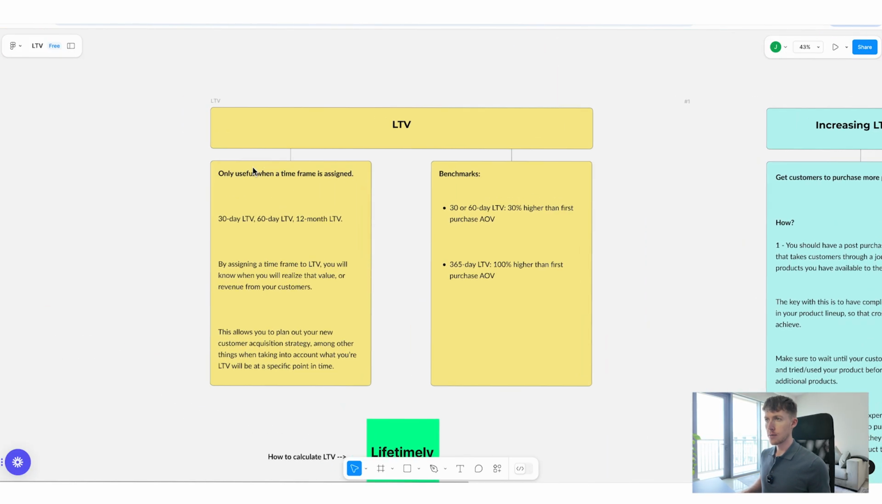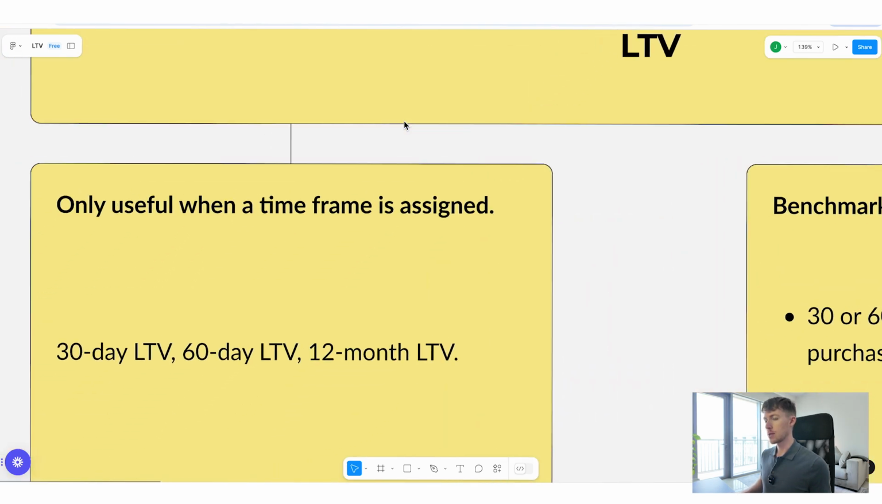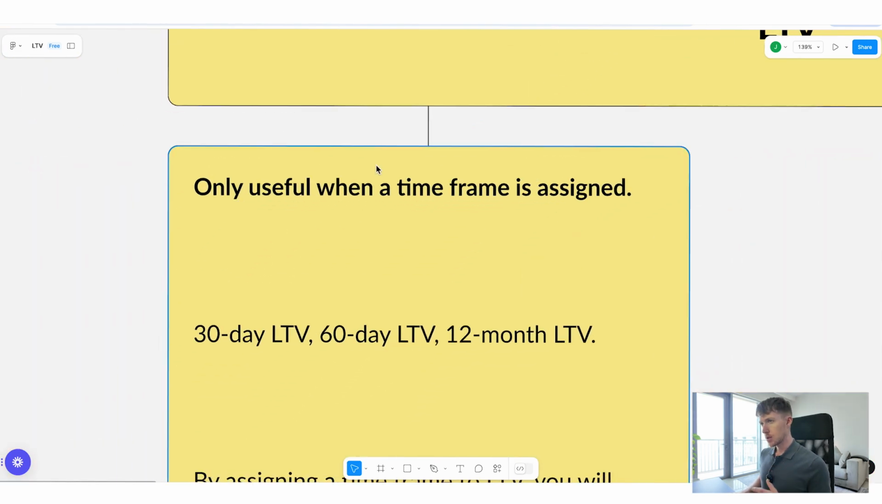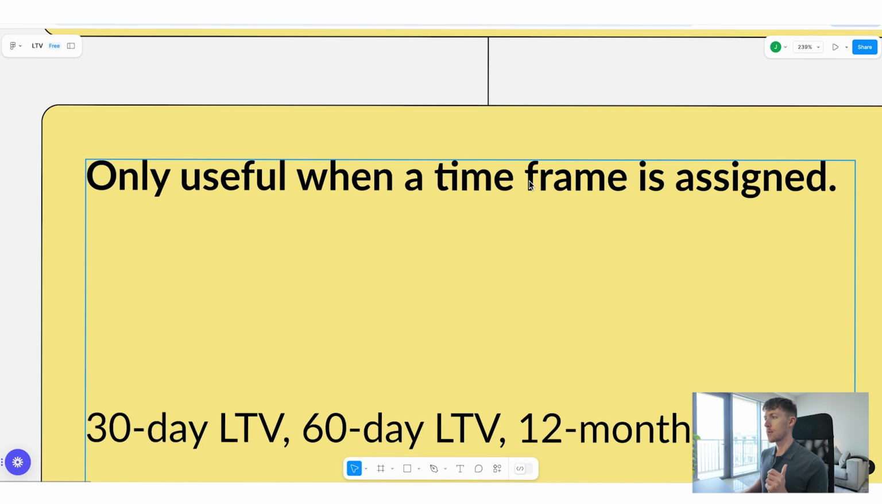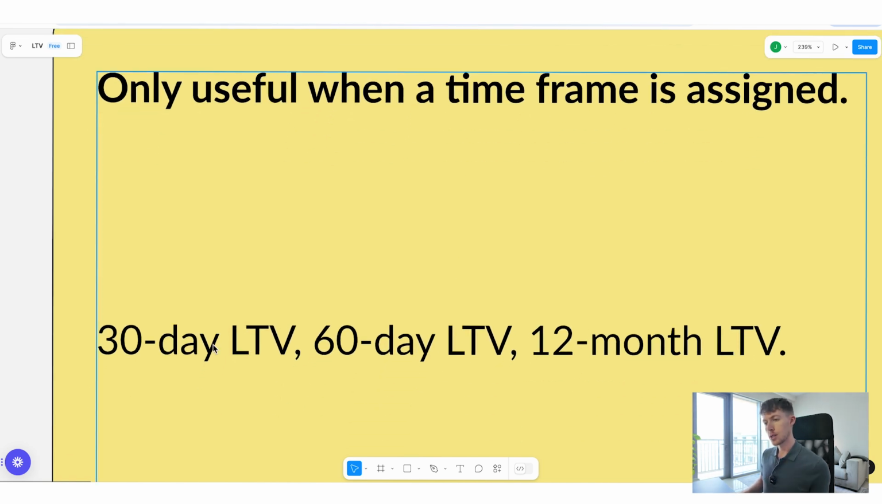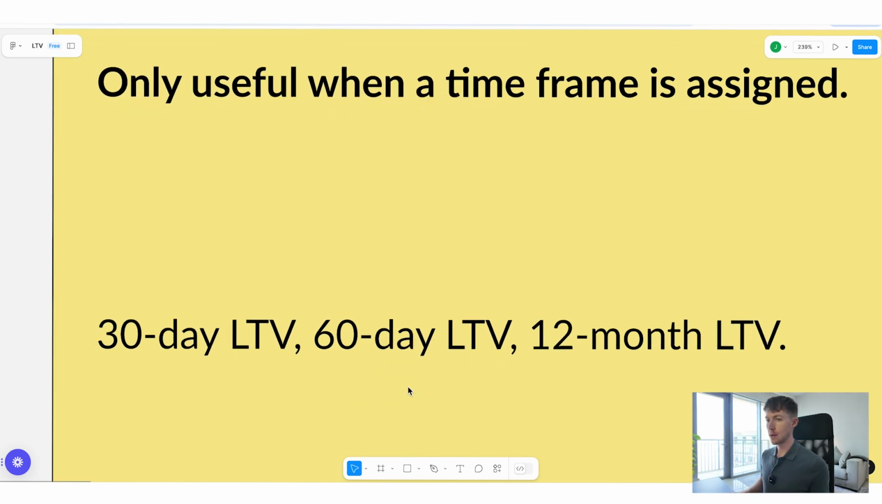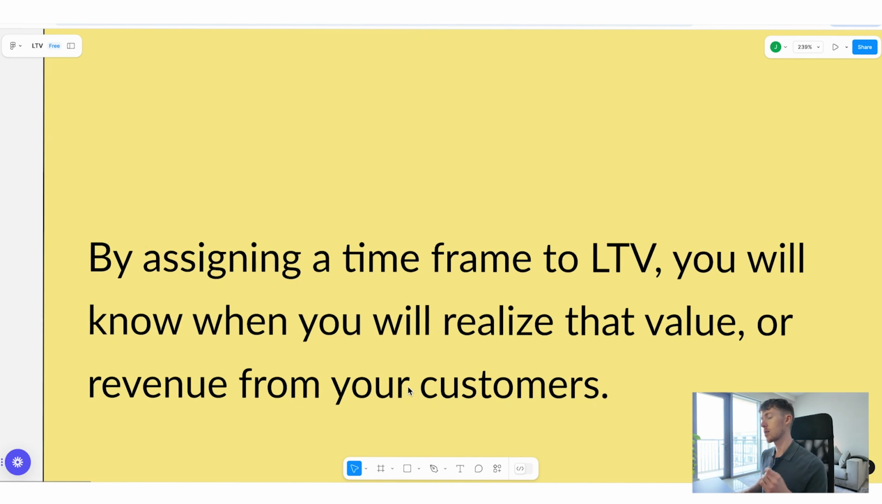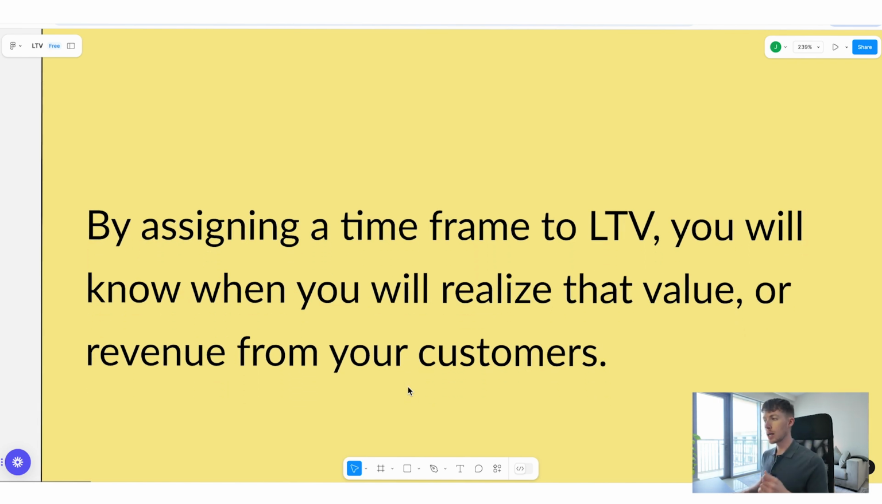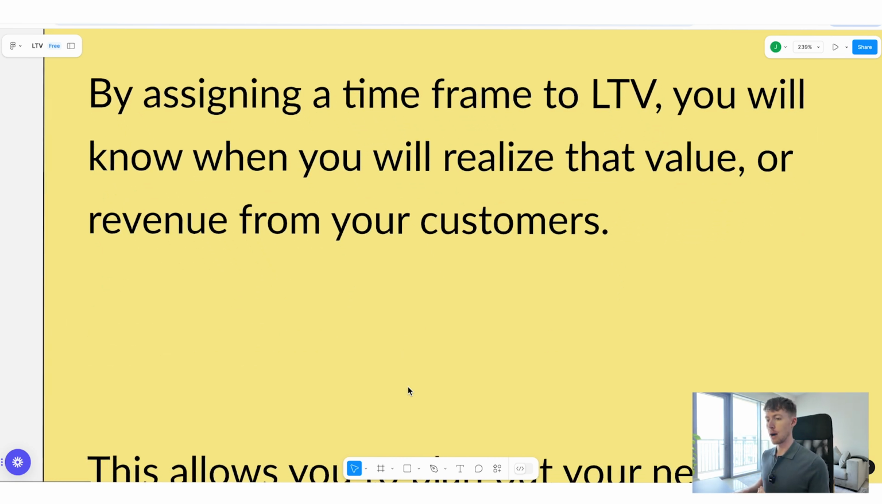Okay, so before we can actually dive into the ways that we can increase LTV, we first have to understand a few different things. So the first thing is LTV is only useful when a time frame is assigned to the value, such as a 30-day LTV, 60-day LTV, 12-month LTV, okay? Now, by assigning a time frame to LTV, you will know when you will realize that value or revenue from your customers. This is why it's so important, because if you don't have a time frame and you just have an LTV number, then you don't know when you're going to actually receive that value, okay?